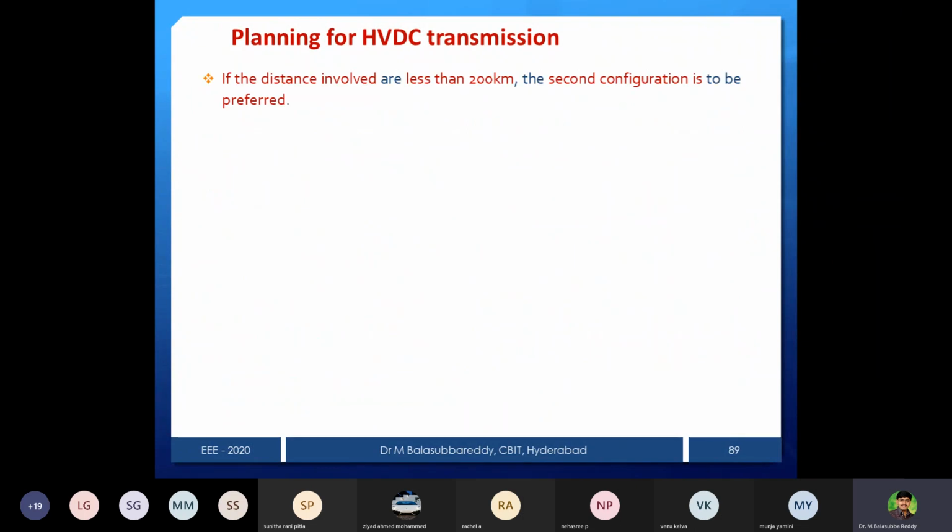And another one, if the distance involved is less than 200 kilometers, the second configuration is to be preferred. So if the distance is very less, then what you will do is, converter station and rectifier station, both you can place at the same location or the same network. Then you can take it as an AC feeder for the transmission.